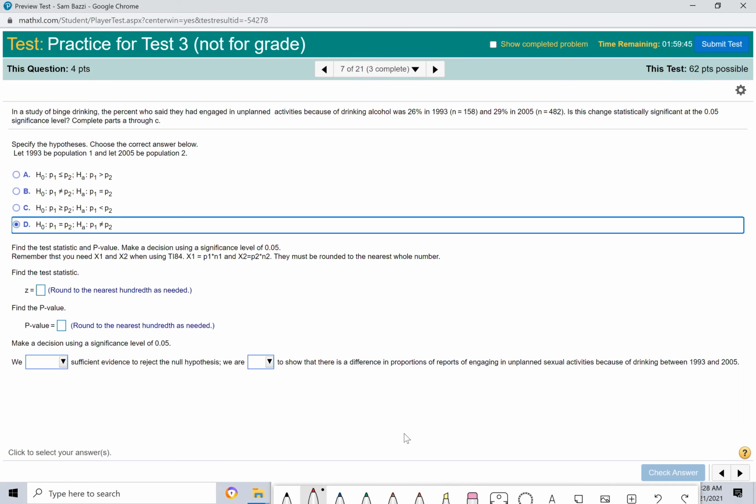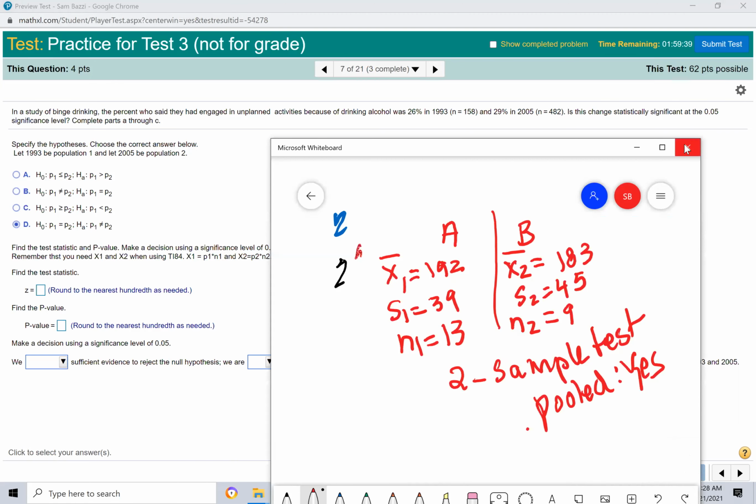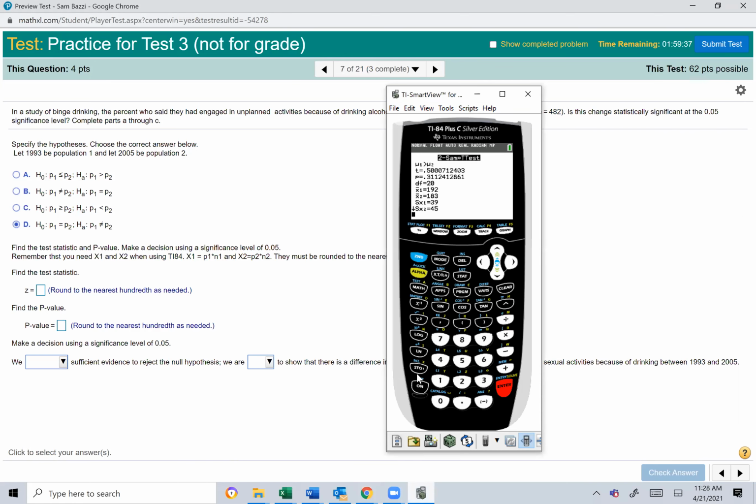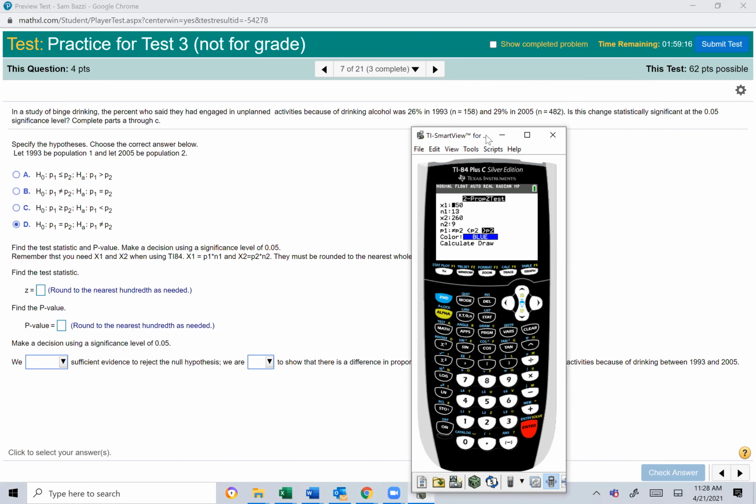So let me bring the calculator up. Okay, I'm gonna close this. Bring the calculator up, clear, stat, tests. 2 prop Z test, and watch. Okay. We need how many responded in the first survey? We say it was 26% out of 158, but he didn't give us the actual number. So we need the actual number.